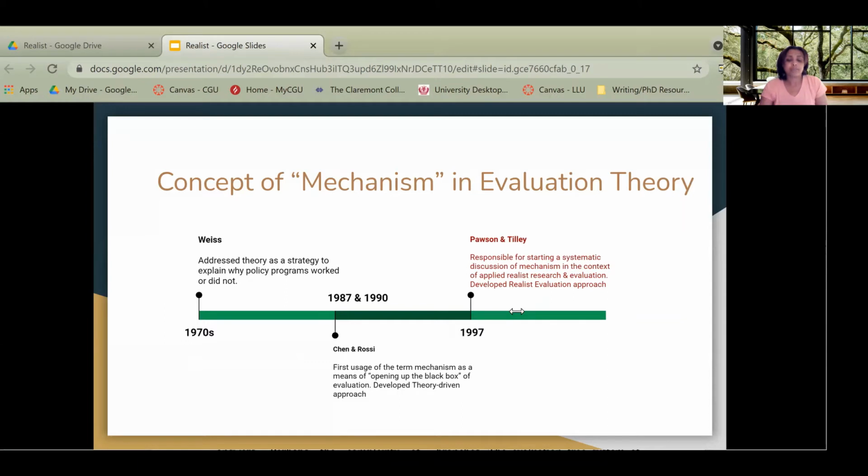particular outcomes. Going back further, we can look at the work of Carol Weiss in the 1970s in addressing the role of theory as a strategy to explain why policy programs worked or did not. Yet it was not until Pawson and Tilley's work that a systematic discussion of mechanisms was seen in the context of applied research and evaluation.